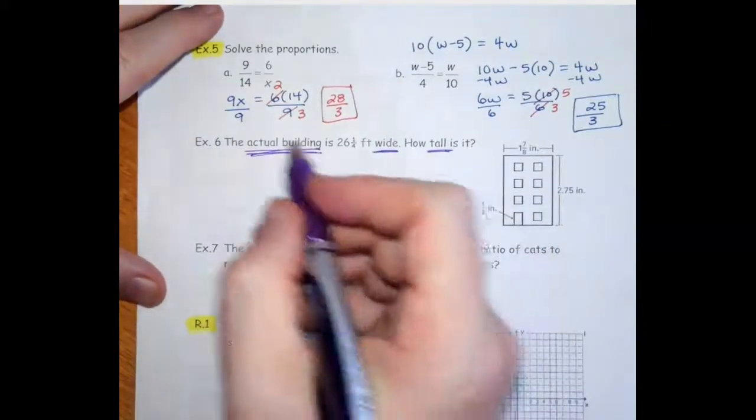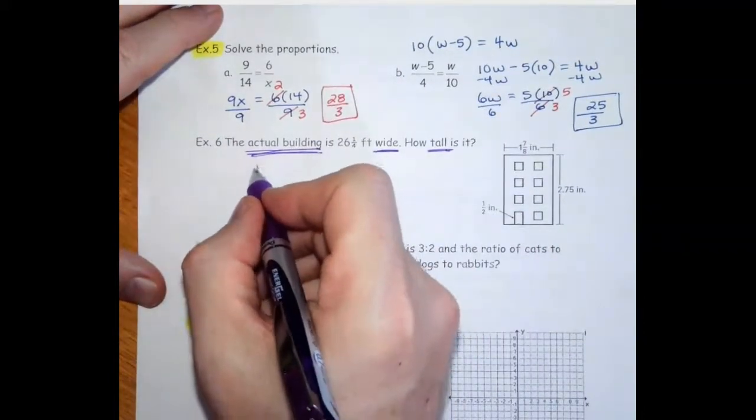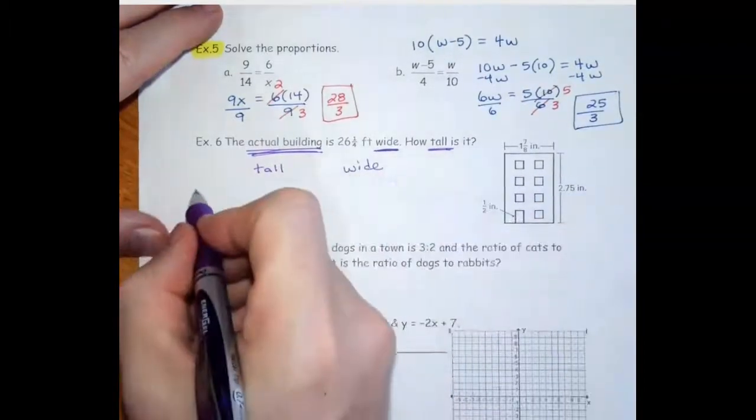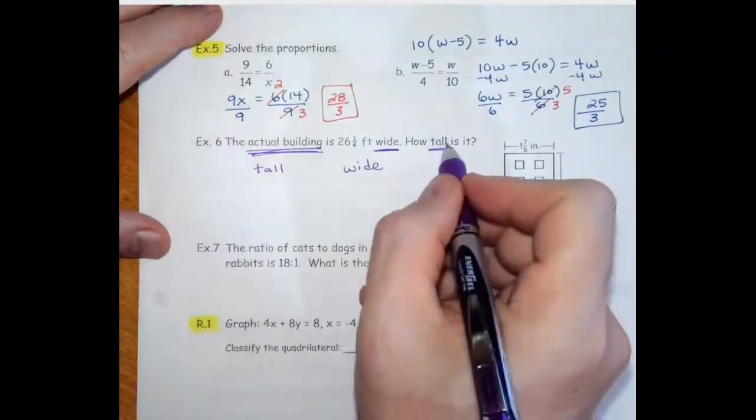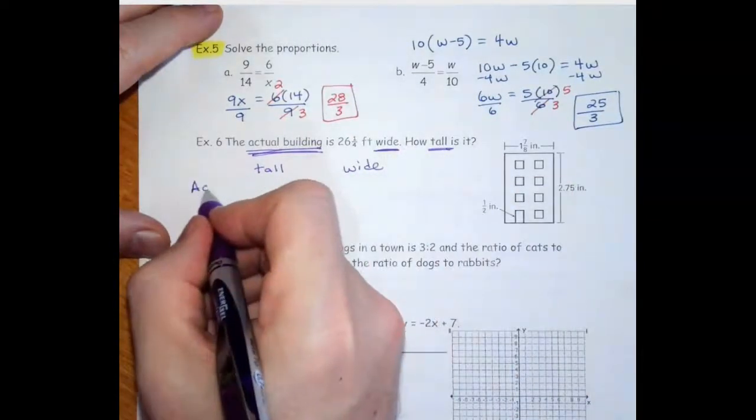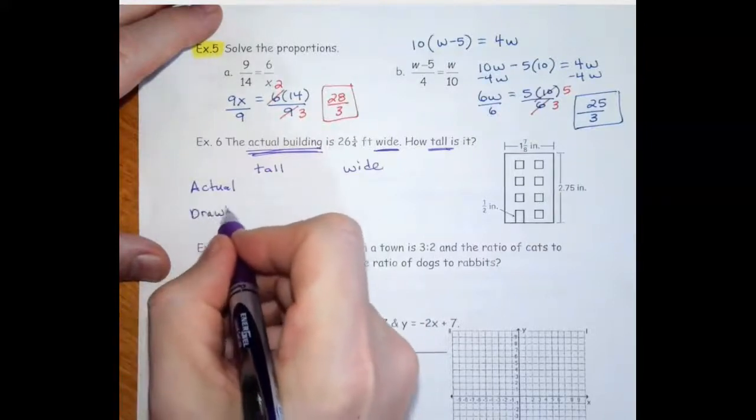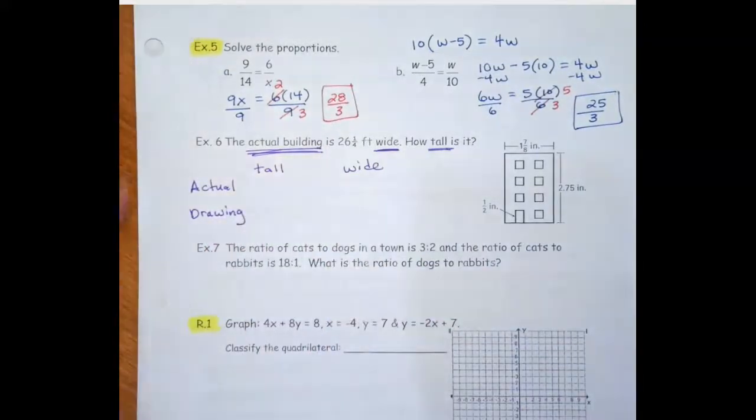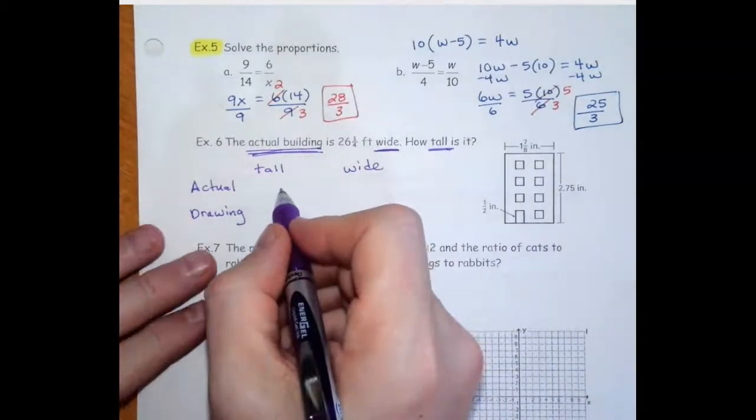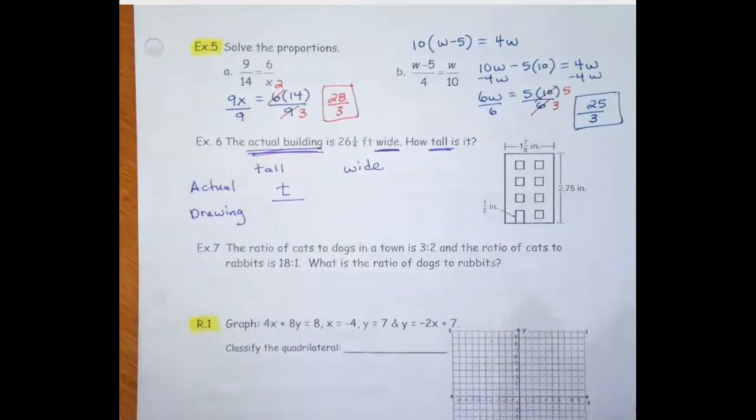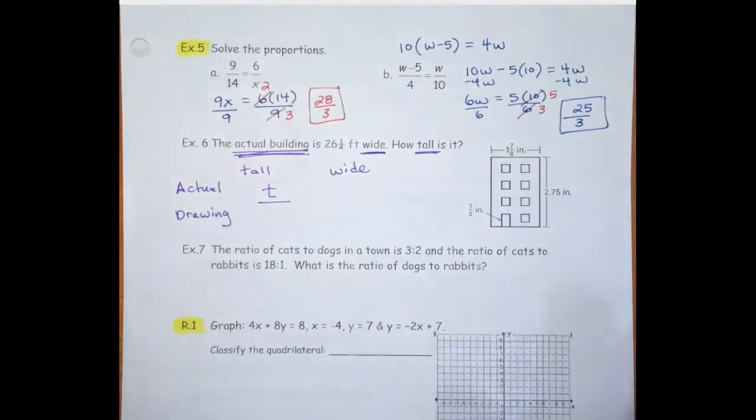Okay? So, tall and wide, and we're trying to find out how tall the actual building is. So let's do the actual and then the drawing over there. Or the picture, whatever. Okay, so how tall is the building? So I'm going to use T. Some people use X all the time, and if we have word problems that have a couple different variables, it's kind of helpful to use a letter that goes with it.